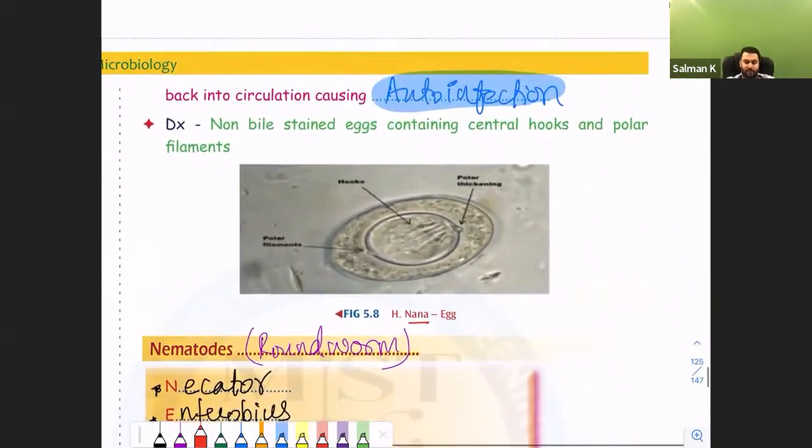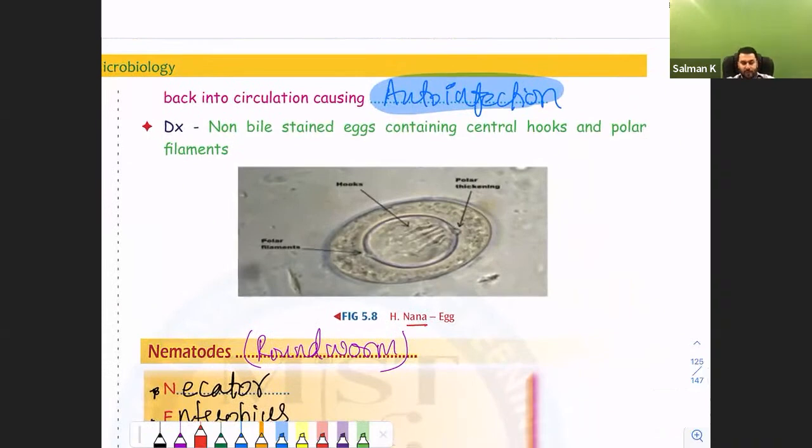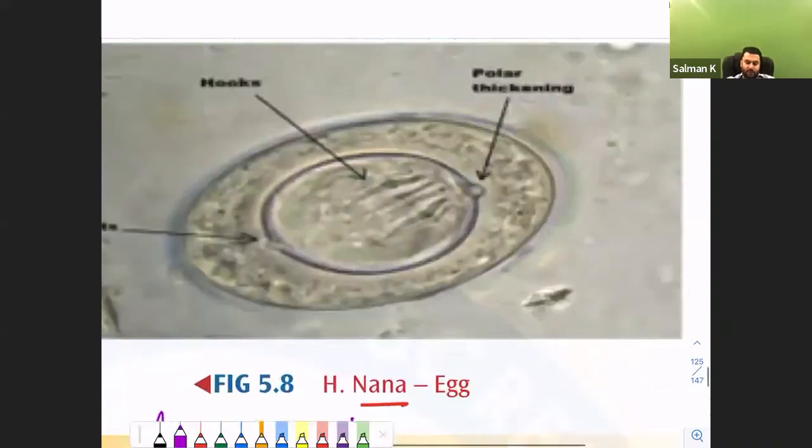Next, we have this one. As you can see very clearly here, look at this egg. Are you able to notice these 3 pairs of hooklets? The answer is yes. You're able to see the 3 pairs of hooklets. And then are you able to see these polar filaments? Yes, the thickenings like this.